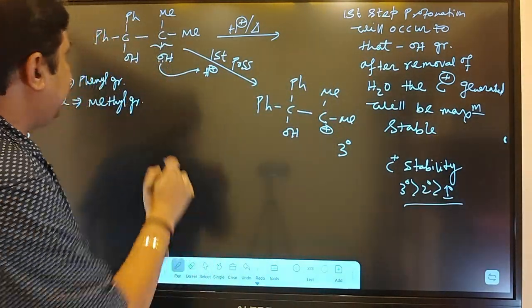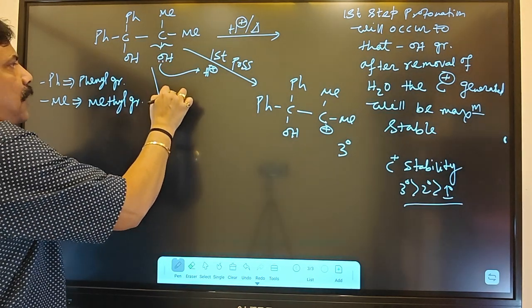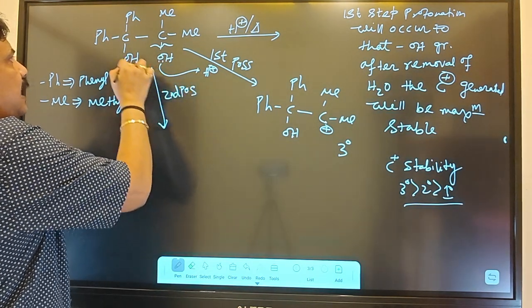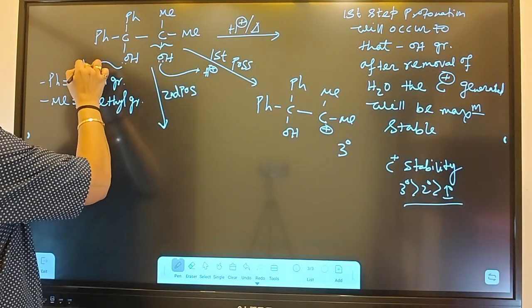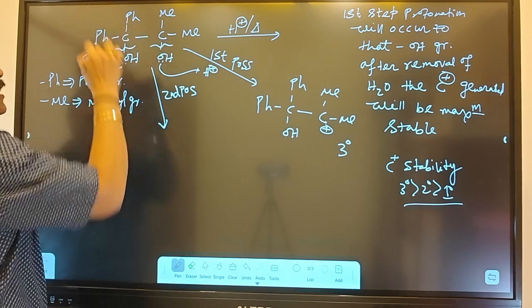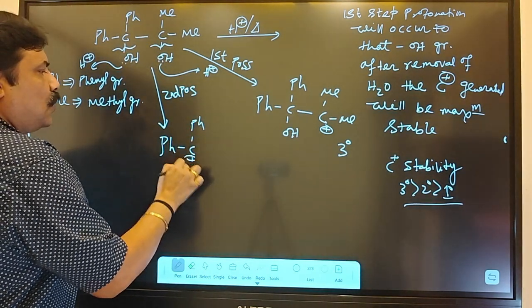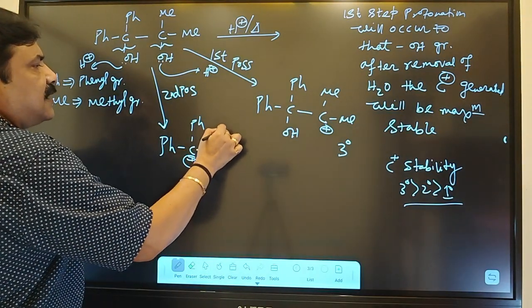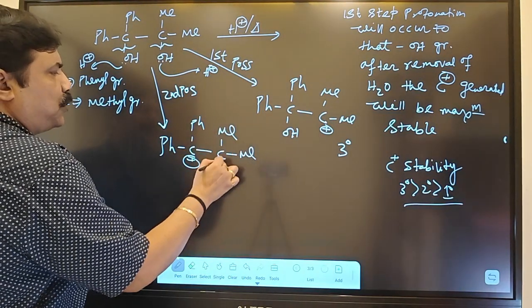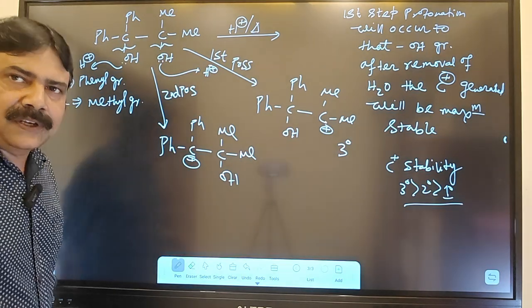So this is a 3 degree carbocation which is stabilized by the hyperconjugation of 6 alpha hydrogens. Now the next possibility, the second possibility, is that protonation will occur over here, this bond will be broken, and then you will get a carbocation over here. So whenever a non-equivalent position is there, where the protonation occurs is our focus for the discussion.